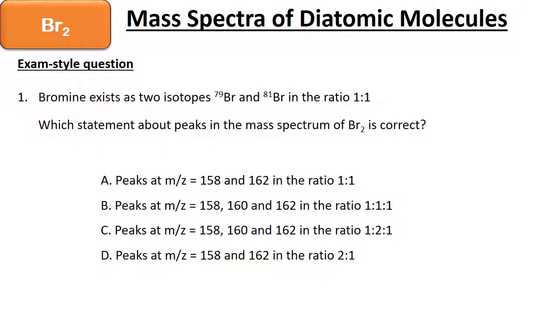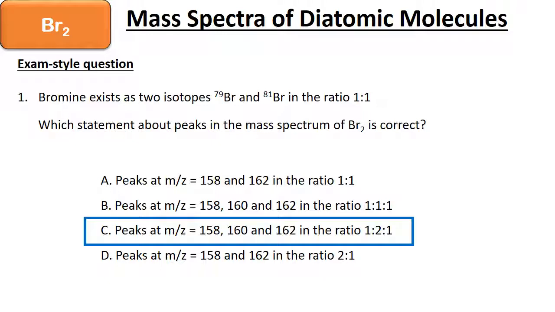For B, again, we've got another common mistake. For the mass charge peak at 160, what students tend to do is forget you've actually got two possible combinations, with the first atom being 79 and the second atom being 81, or the opposite, with the first atom being 81 and the second being 79. So they forget to add the probabilities together to give you a ratio of 1 to 2 to 1. So the correct answer on here, again, D is missing the mass charge peak at 160, is in fact C.